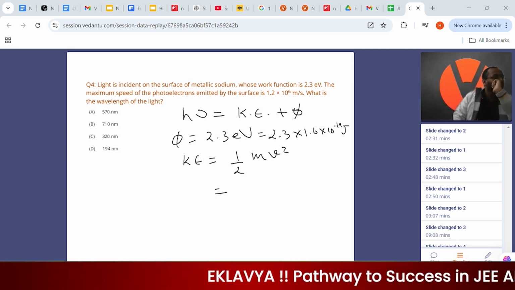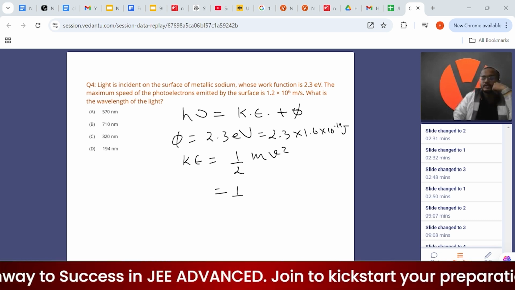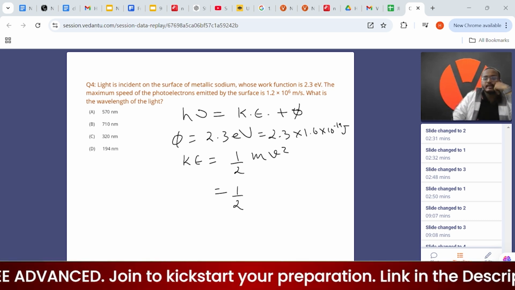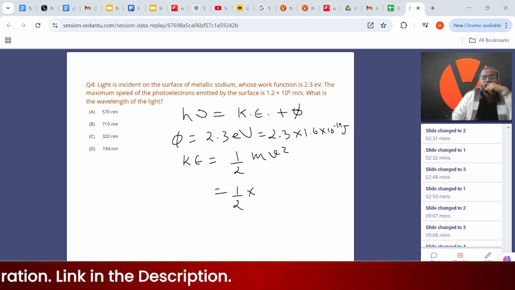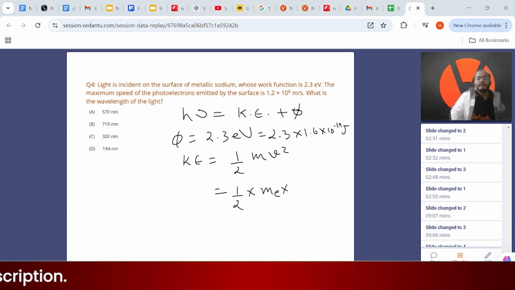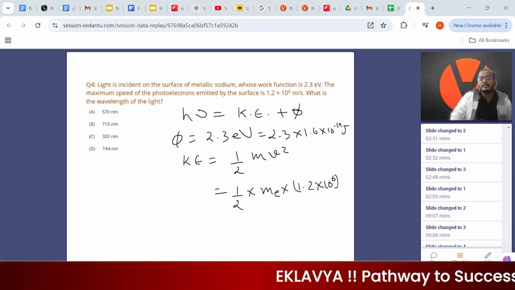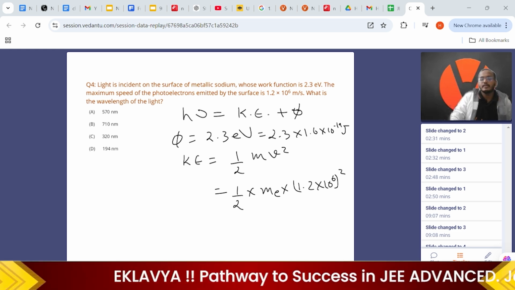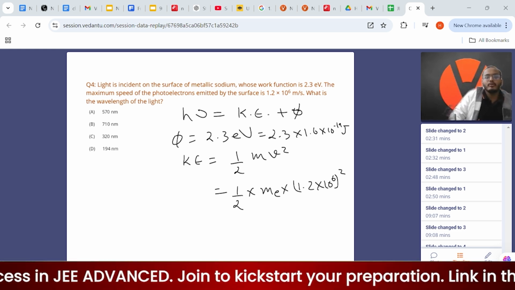Okay, so that's all you have to do. That's all you have to use here. Your kinetic energy will be equal to 1/2 times the mass of electron times velocity squared. It will be equal to 1.6 into 10 raised to the power 6, squared. Now what you need to find is the wavelength.